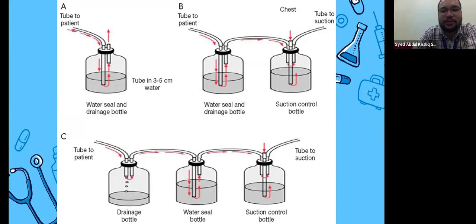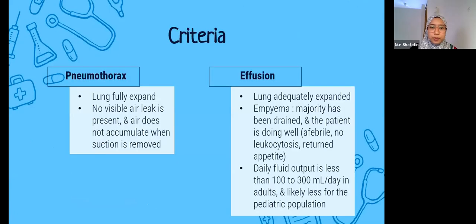Okay, all right, good. For removal criteria for pneumothorax, we can remove when the lung is fully expanded, no visible air leak is present, and air does not accumulate when suction is removed. For effusion, when the lung is adequately expanded, when the majority of empyema has been drained and the patient is doing well. Daily fluid output is less than 100 to 300 ml a day in adults and likely less for the pediatric population.